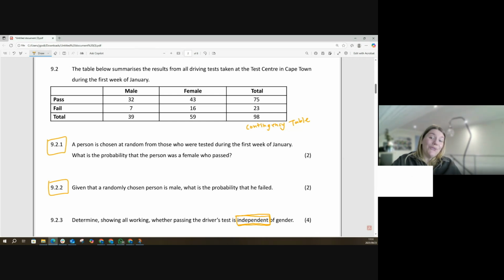Abu, if you feel confident to do 9.3, please do it. Yes, Uyanda, good job.